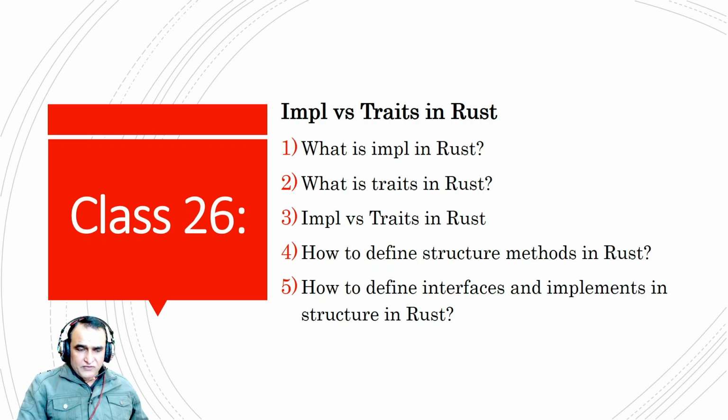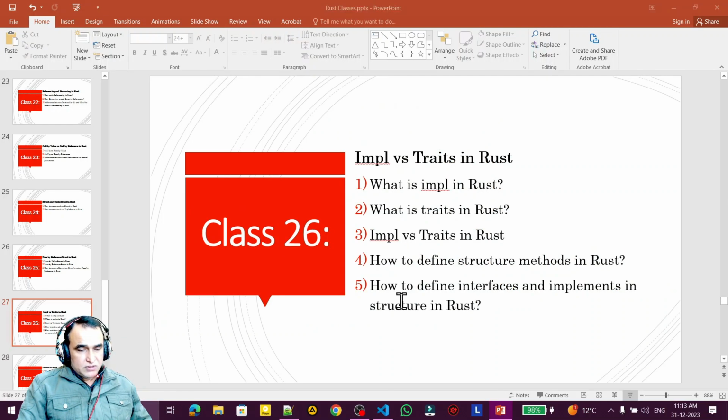Like in a class we have a toString method that automatically comes with a class. So that method is defined in all the classes. Similarly, we use traits to define all kinds of similar methods in a structure. If you want to do that, you have to use traits, otherwise you can use impl. Now how to define this, we are going to see in code.